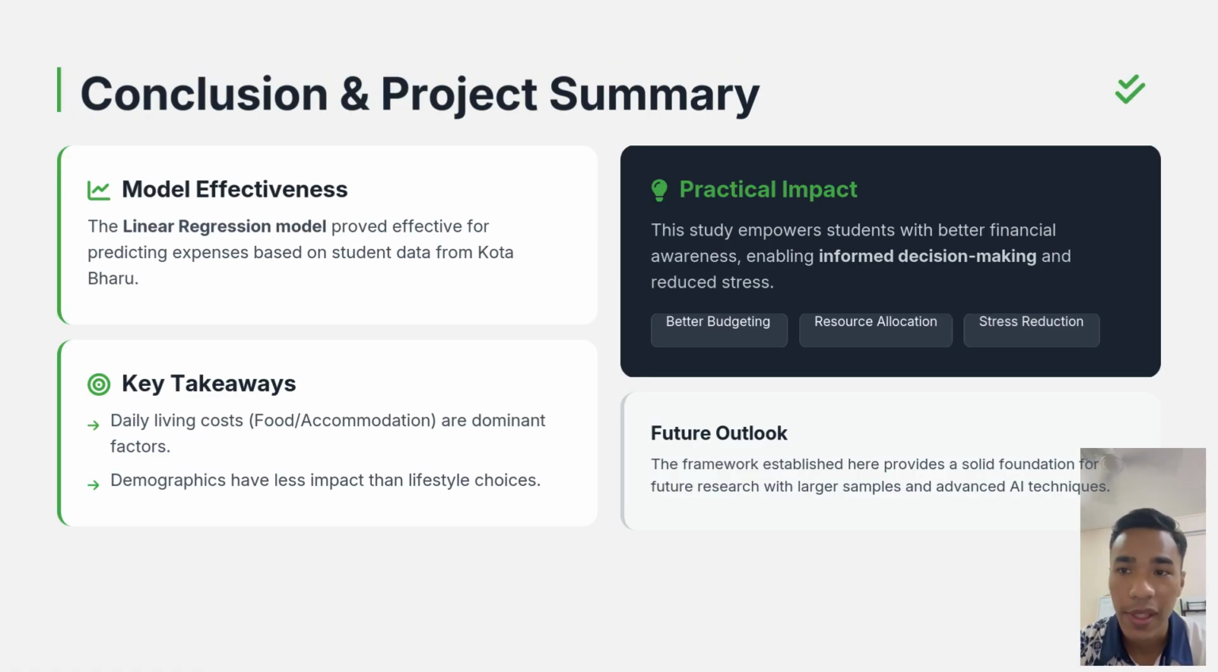So finally is the conclusion and future outlook. In conclusion, we successfully established a framework for predicting student expense. While the sample size was small, it proved a solid foundation. In the future, we hope to expand the dataset and move into more complex AI techniques like a neural network to improve accuracy.